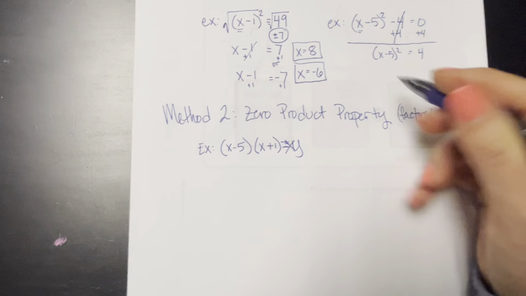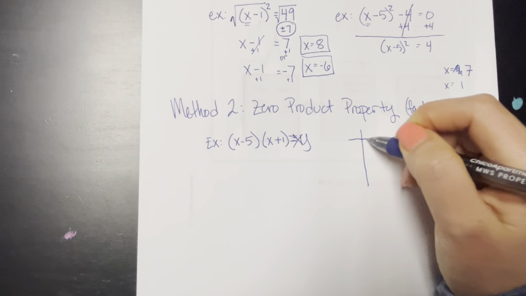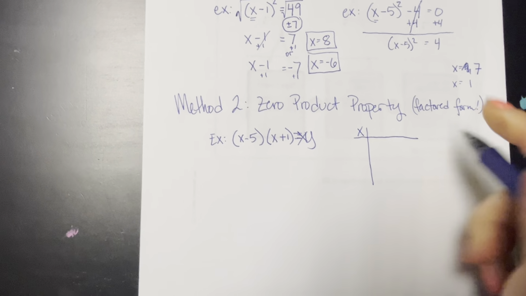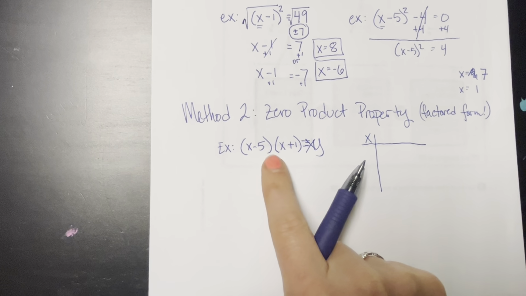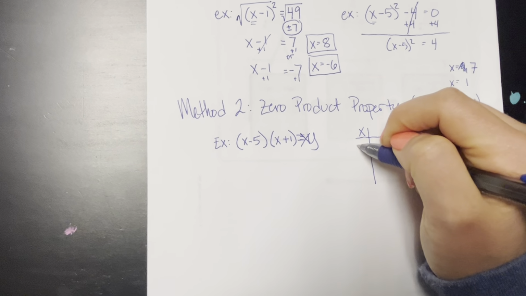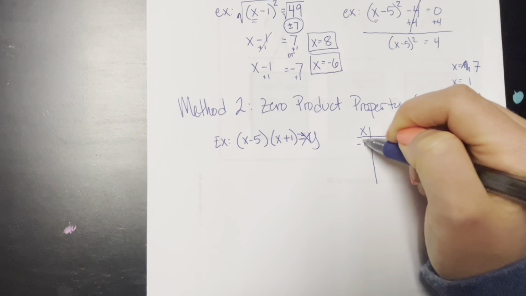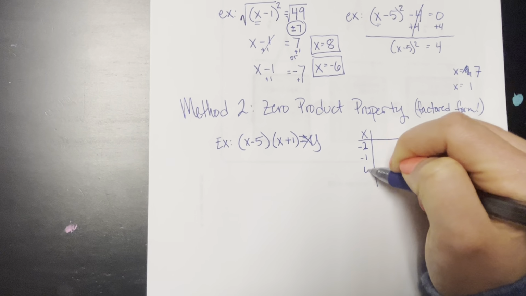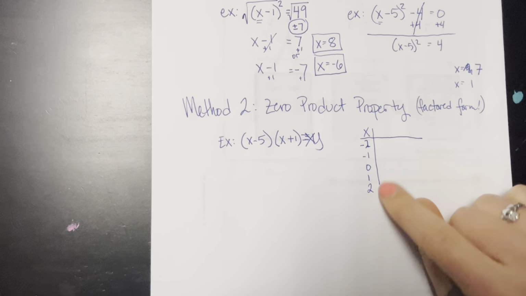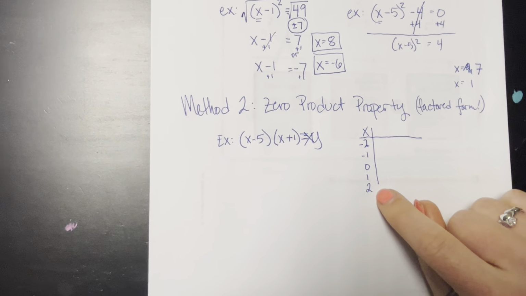This is two numbers multiplied by each other. So I'm going to have us make a table, and I'm going to plug in some x values and ask you guys to see what happens. So we have -2, -1, 0, 1, and 2. We're going to just plug in some numbers and see what our outputs are.